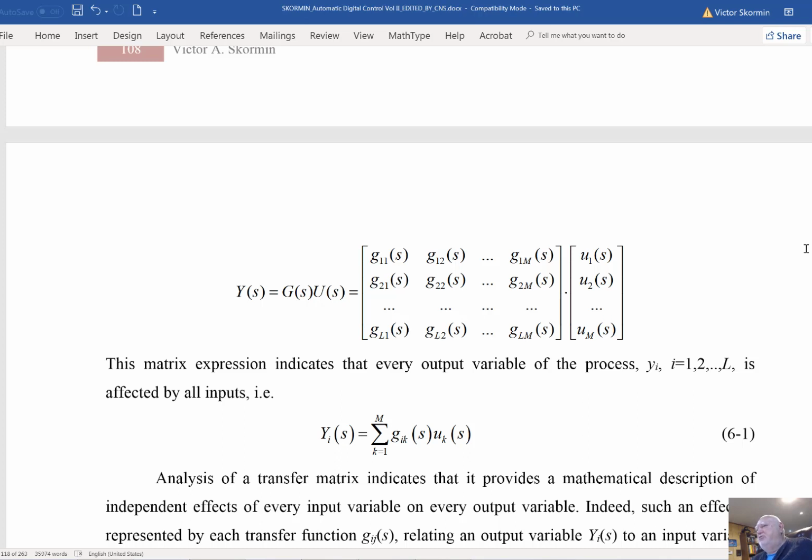What would be the ideal situation? The ideal situation would be if this system would have the same number of inputs as the number of the outputs, and if the transfer matrix would be a diagonal matrix. In this case, input number 1 will affect only output number 1, input number 2 would affect only output number 2. This is our goal. We want to build, generally speaking, a decoupled system. We have to work on it.